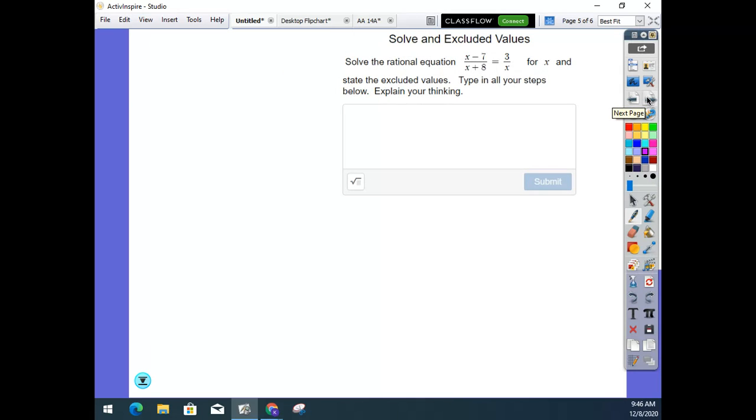All right, so let's look at this one. Always start with the excluded values. So what makes x plus 8 equal 0? That means x cannot equal -8. And anytime x is by itself, we can't have 0. All right, so let me write this down. I'm going to show you both methods, but use which one you're comfortable with.